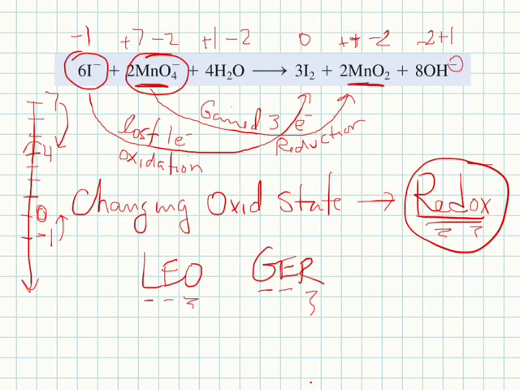So there's an overview. This reaction was redox because we saw a change in oxidation states. We could also tell from those changing oxidation states what was losing and what was gaining electrons, and therefore where was the oxidation and where was the reduction reactions.